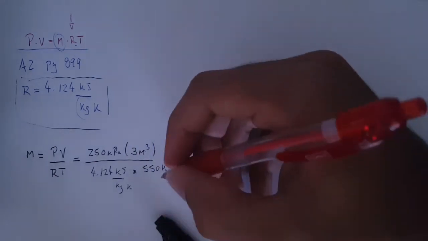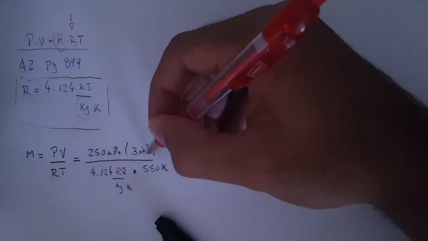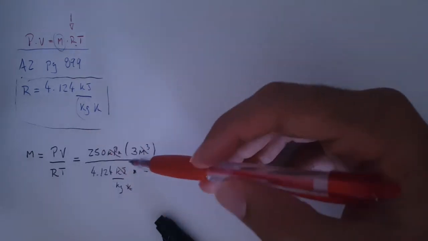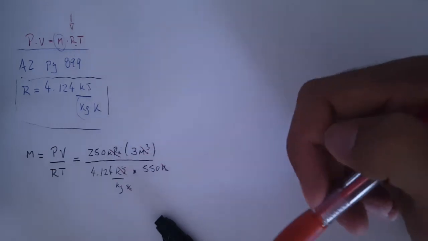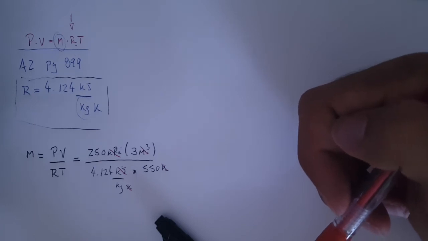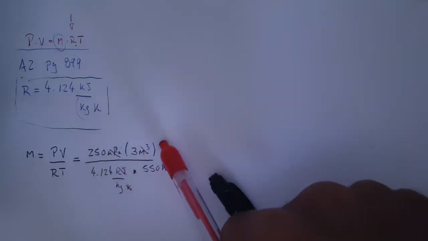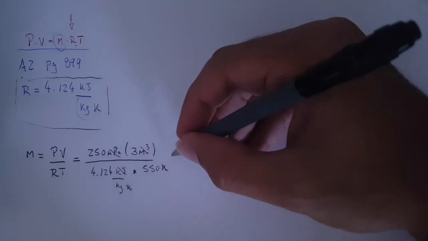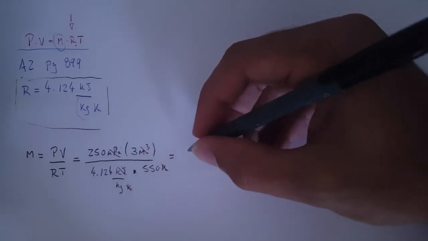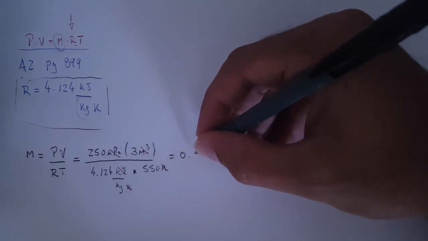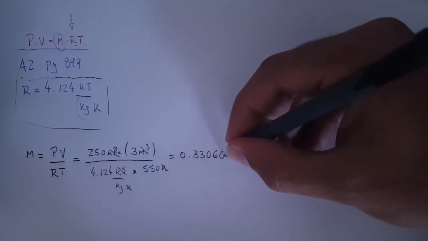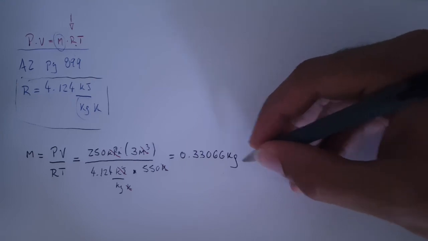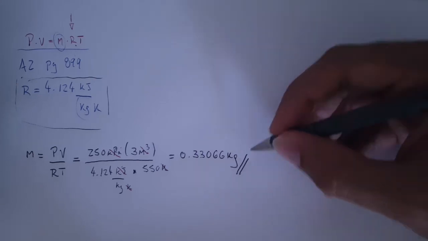Okay, so Kelvin gets rid of Kelvin, kilojoules gets rid of kilojoules. Yep. So this is newtons over meter squared times meters cubed. That's going to be newtons times meters. Kilonewton meters is kilojoules. And then kilogram goes up, so this is going to be mass in kilograms. And this will be 0.33066 kilograms.